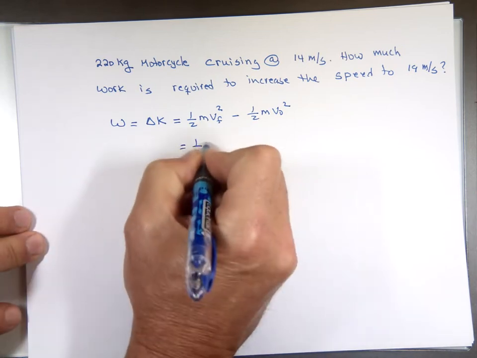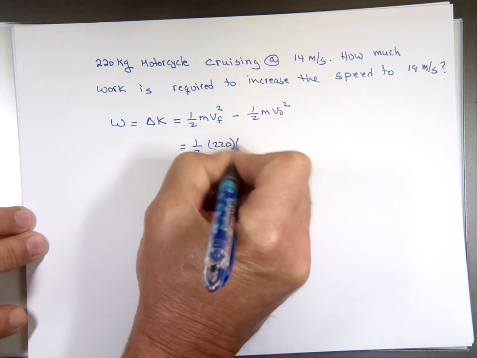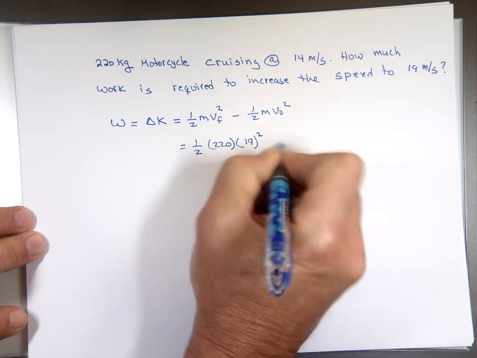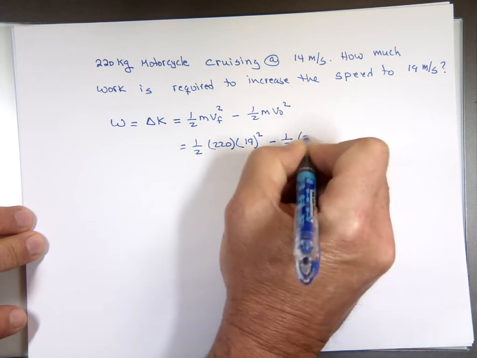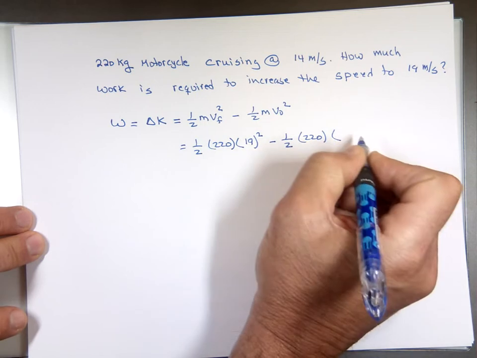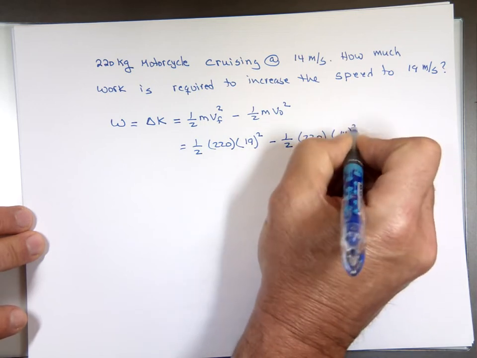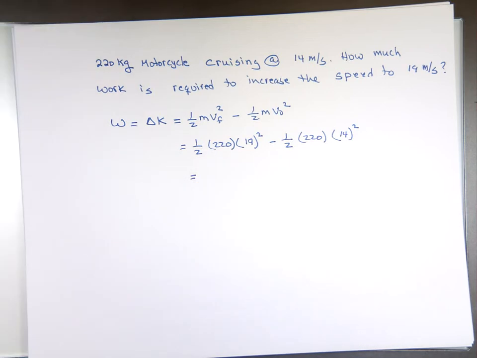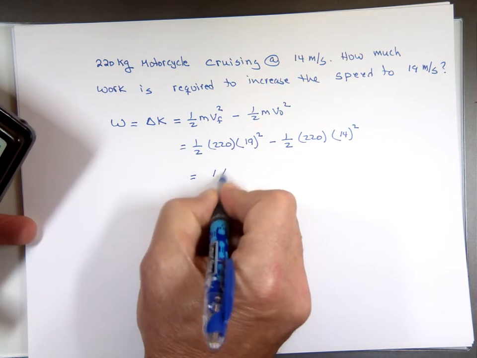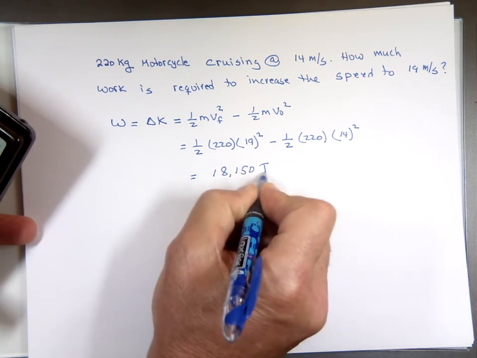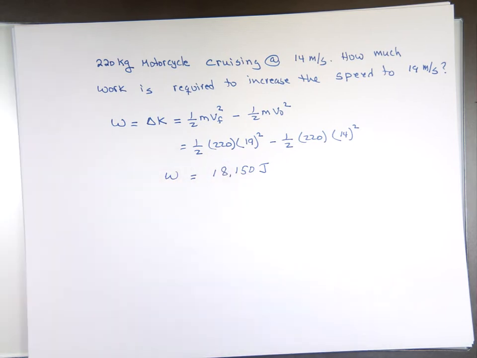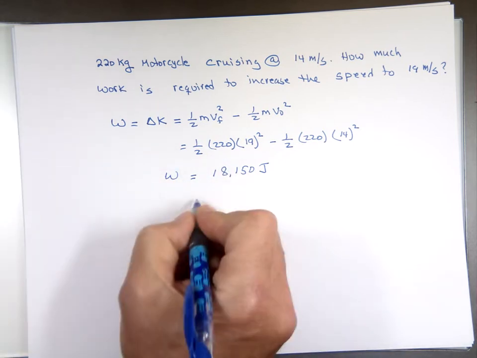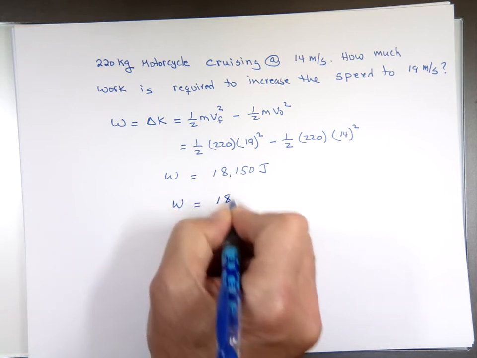1/2, the mass is 220. What's my final velocity? 19. Minus 1/2, 220, initial velocity, which is 14 squared. And if we do the math, I'm getting roughly 18,150 joules. That's how much work is required to increase the speed. If you want to carry two significant digits, the work done is about 18,000 joules.